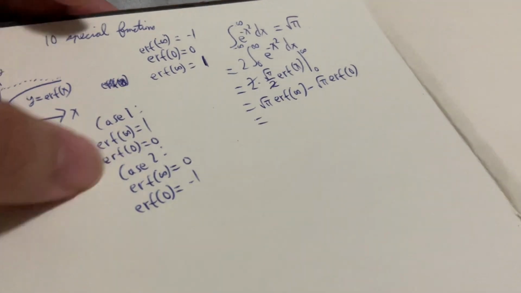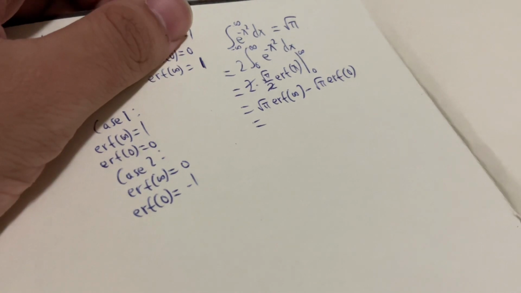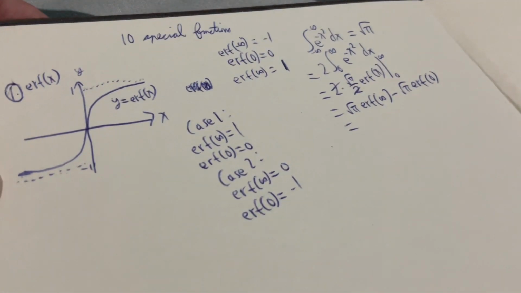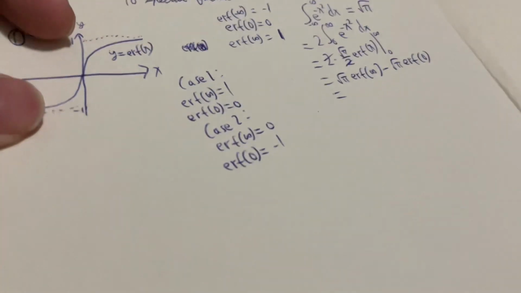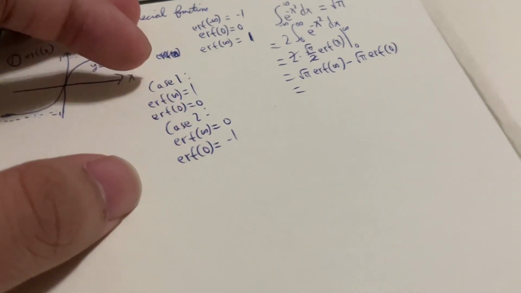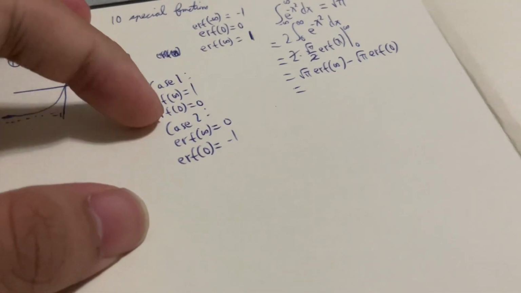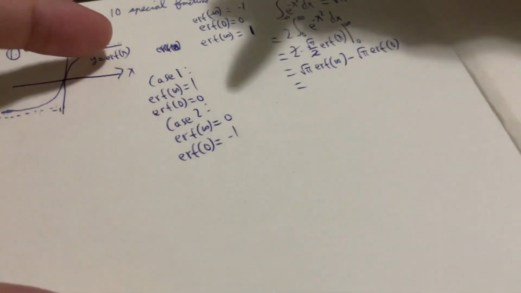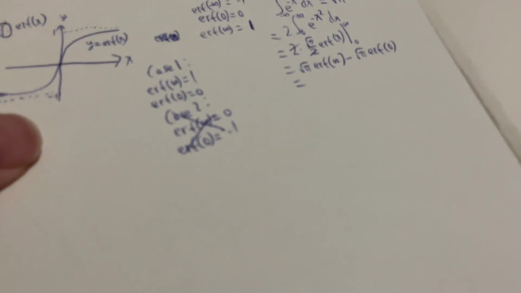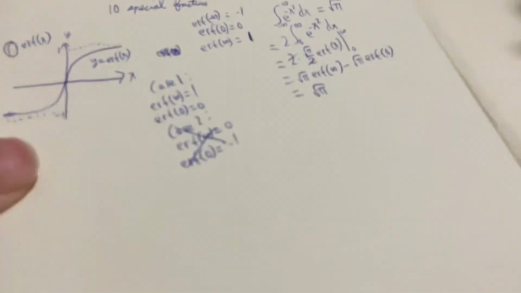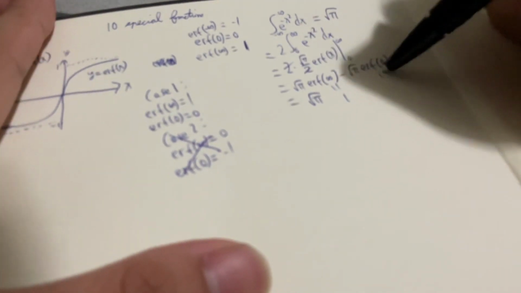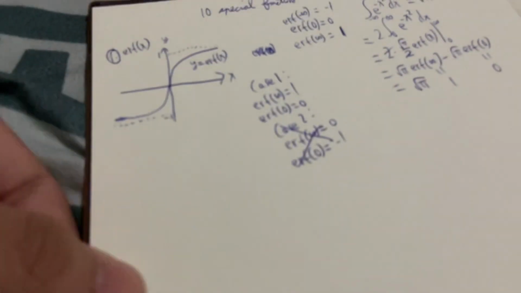But if you are not sure, you really need to check the graph of erf of x. Otherwise, you will make a mistake here. erf of infinity, be sure this is 1. And erf of 0 is just equal to 0 and not equal to negative 1. So sometimes you really need to check the graph. So square root of pi, like that. erf of infinity is equal to 1, and then erf of 0 is equal to 0, like that.